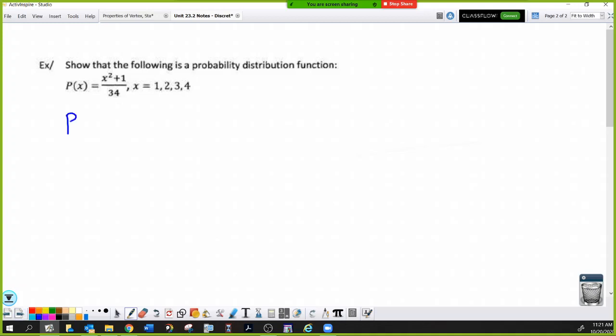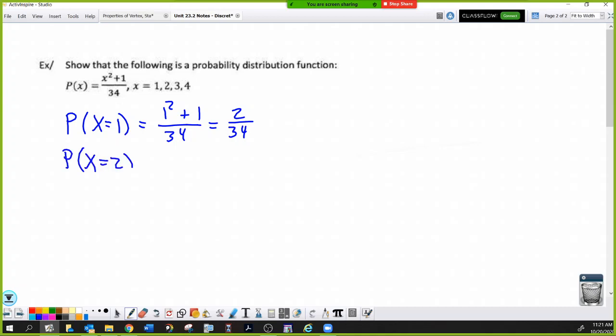So let's see, what is the probability that capital X equals 1? Well, you literally plug x equals 1 into the probability distribution function. What you get is 1 squared plus 1 over 34. That's 2 over 34. Do not reduce your fractions. You want them all to have the common denominator of 34 so you can add them easily.